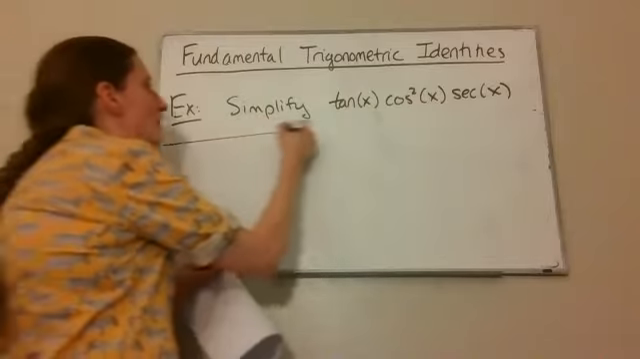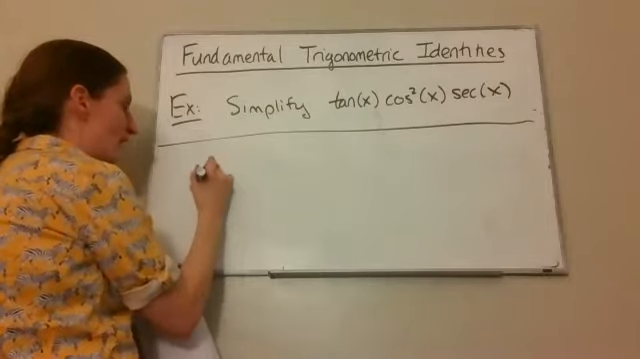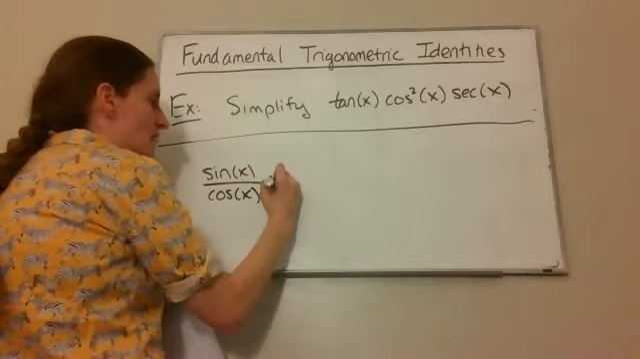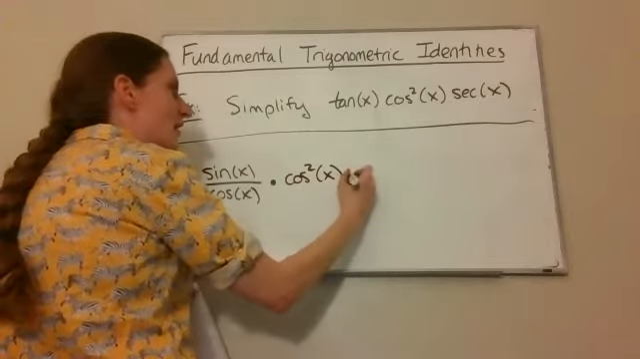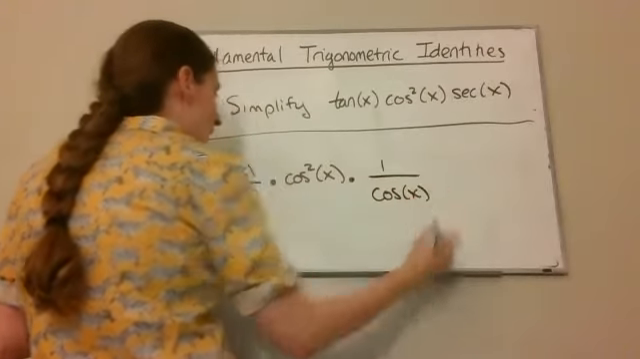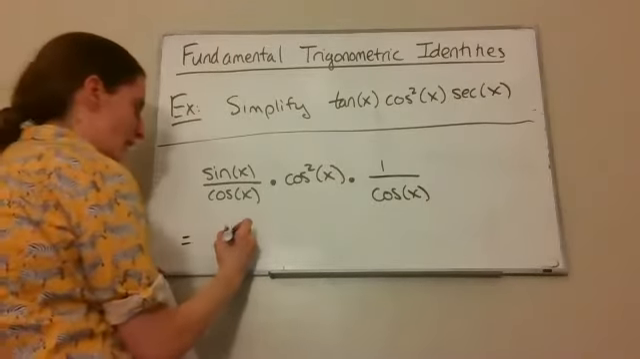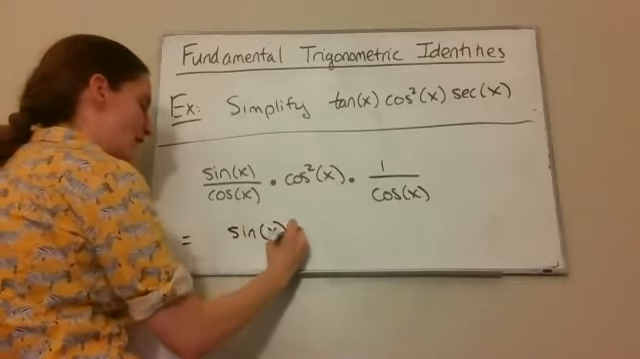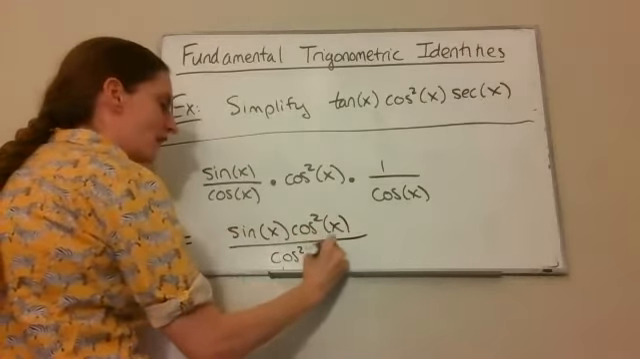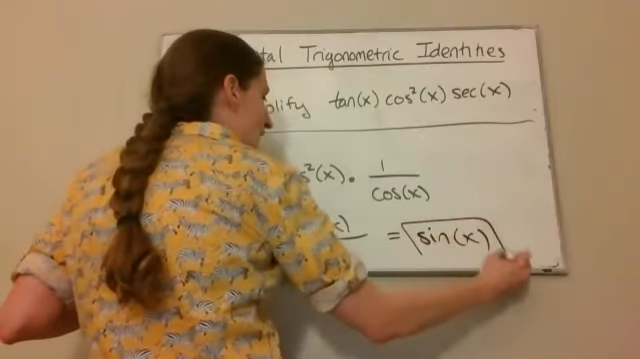What I would do to simplify this is use one of my quotient identities first. Tangent of x is equal to sine over cosine. Then I still have my cosine squared. Secant of x, I can use one of my reciprocal identities. I know that's 1 over cosine of x. But now take a look at what this looks like. When I multiply it all together, I have sine of x times cosine squared of x over cosine squared of x, and then I can cancel those out, and this simplifies down to just sine of x.